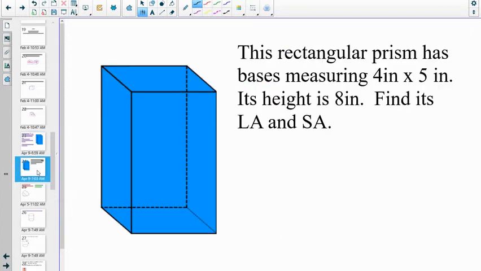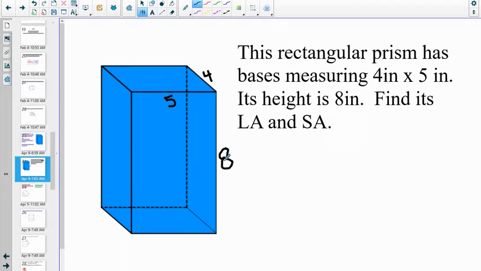So if I say here is a shape, I've got this rectangular prism, and I say find the lateral area and surface area. These will be the abbreviations for those, where the bases are measuring 4 inches by 5 inches. It really doesn't matter which goes where. I'll put the 5 here and the 4 there. It looks like this side is a little bit longer than that side, so I'll go with 5 and 4. And then the height is 8 inches.